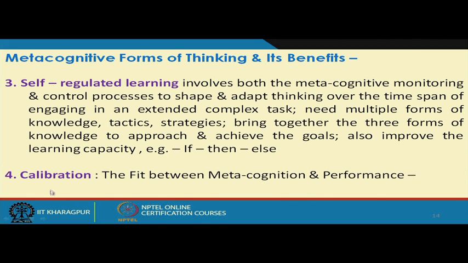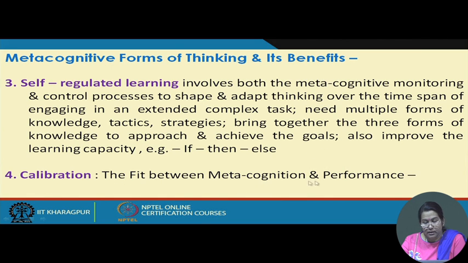Then the next benefit is calibration. Calibration is the fit between metacognition and performance. When we can perfectly match our metacognition, like all kinds of cognitive analysis, monitoring, control, speculation, rethinking the strategy, and adaptation of our action plans according to the goal requirements, it is a perfect match between metacognition and performance. All the outcomes of these metacognitive exercises perfectly match the performance or the expected learning outcome. That is called calibration.